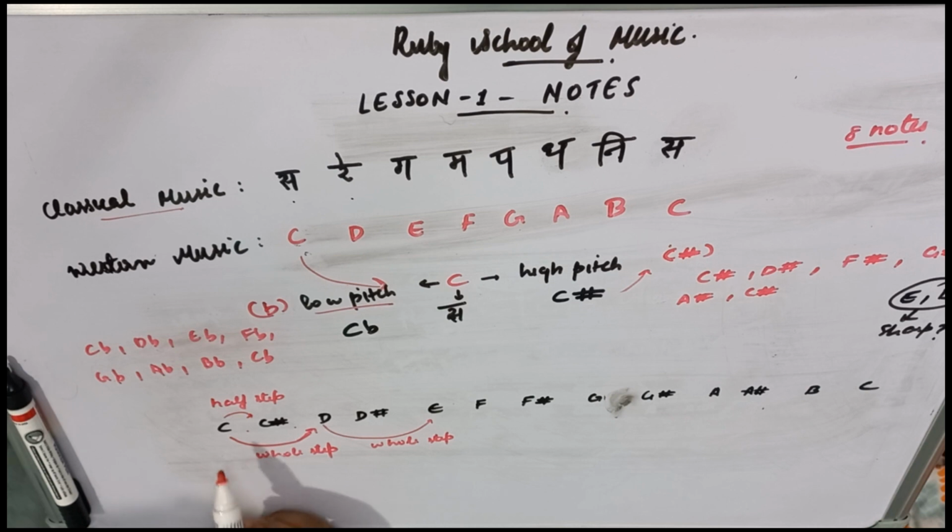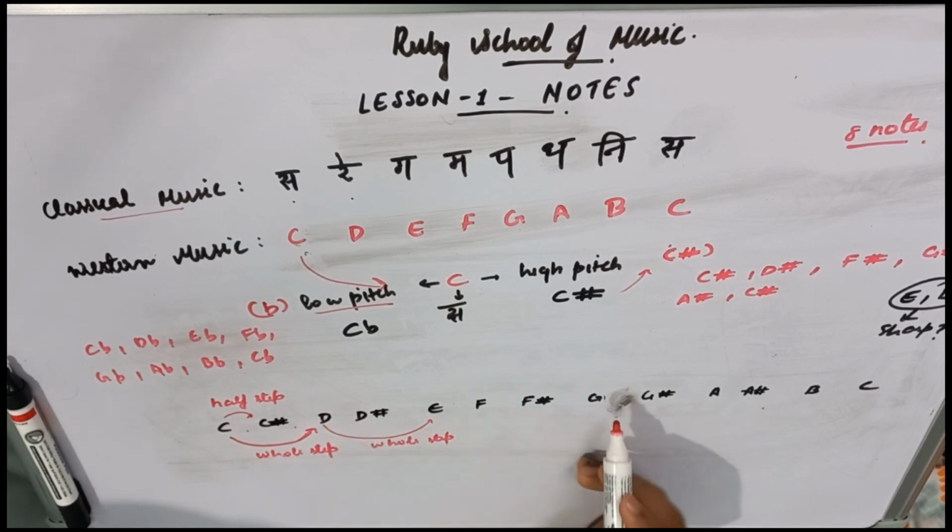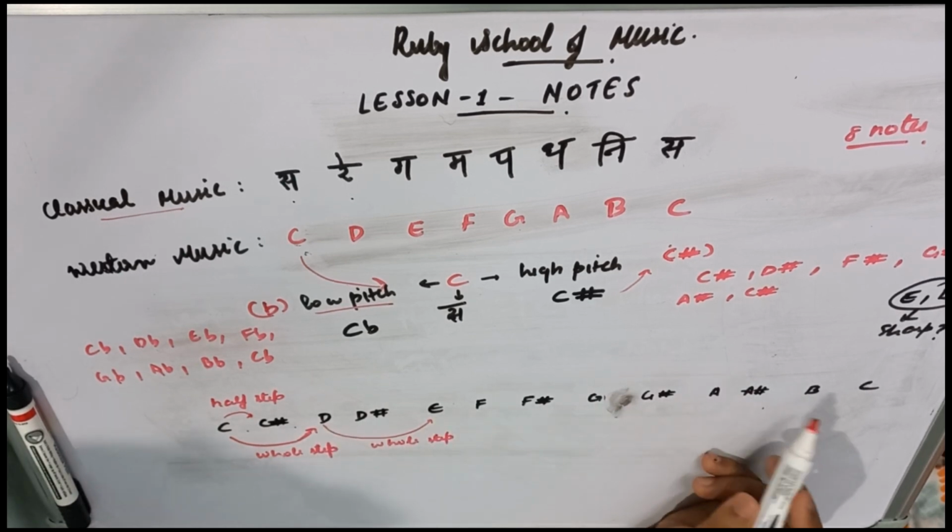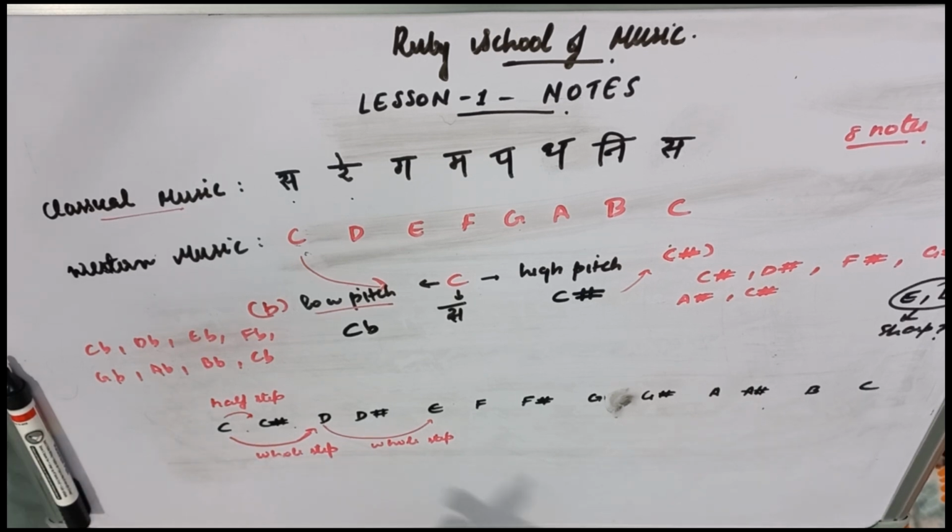Now this is called a chromatic circle. Now you have to learn these by heart: C, C sharp, D, D sharp, E, F, F sharp, G, G sharp, A, A sharp, B and C. It is very simple, okay?